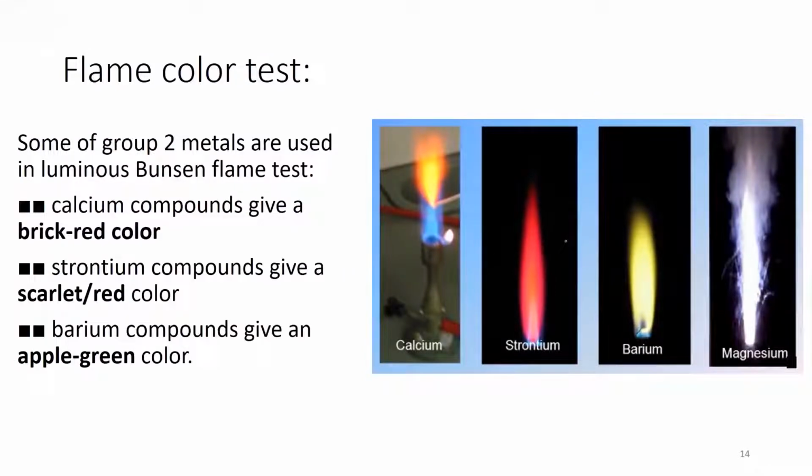So we use the flame test to distinguish between the different metals of group 2 elements, and you could see here the calcium usually ignites, forming a brick red color. In case of strontium, it forms a scarlet red, barium forms apple green, and of course magnesium we have seen before that it forms a white color.